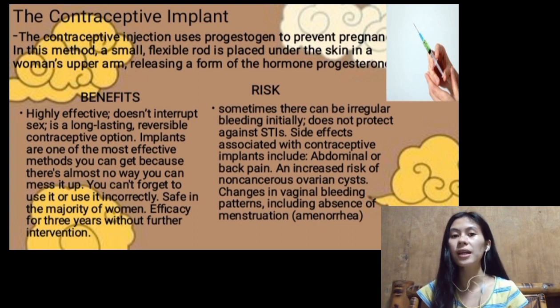So ang mga side effect na nauugnay sa contraceptive implant ay kinabibilangan ng pananakit ng tiyan o likod, mas mataas na panganib ng mga hindi cancerous sa ovarian cyst, mga pagbabago sa pattern ng pagdudurugo ng vaginal, kabilang ang nawalan or kawalan ng regla or amenorrhea.